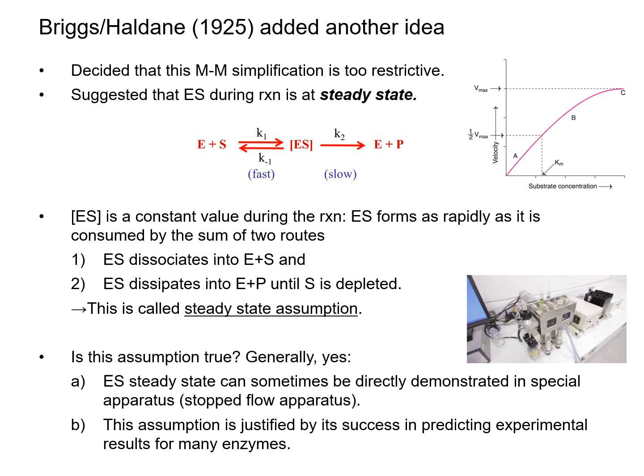The first one is basically from the ES to the E plus S by ES dissociation, and the other route will be in this direction, where ES dissociates into E plus P until S, the substrate, is depleted. And this is called the steady state assumption. So it still makes this ES concentration constant. And is this assumption true? And that is generally yes.